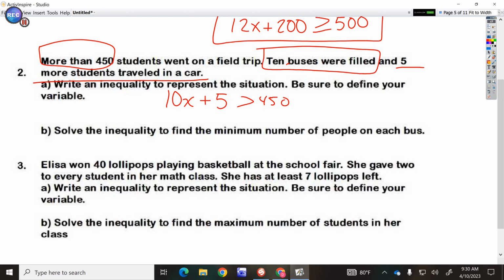Now, for part B, you have to solve it. But before we solve it, let's talk about this question. A question like number 1 above would be worth like 6 points, give or take. This one has 2 parts to it. That doesn't mean it's 6 points, 3 and 3. Because there are 2 parts, now it's 10 points. So it's 5 and 5.